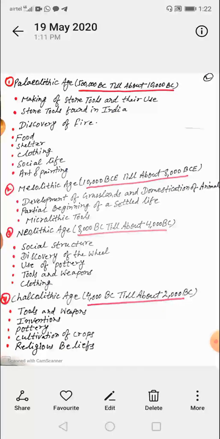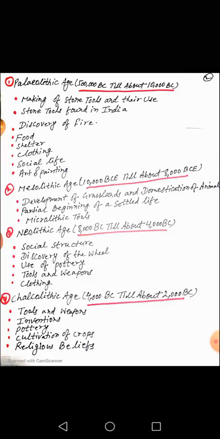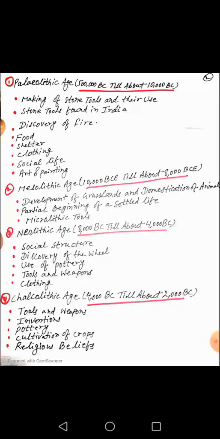First, Paleolithic age started about 5 lakh BC till about 10,000 BC. In Paleolithic age, there are some points related to these factors. Number first point is making of stone tools and their use. Second, stone tools found in India. Third is discovery of fire for food, shelter, clothing, social life, art and painting.